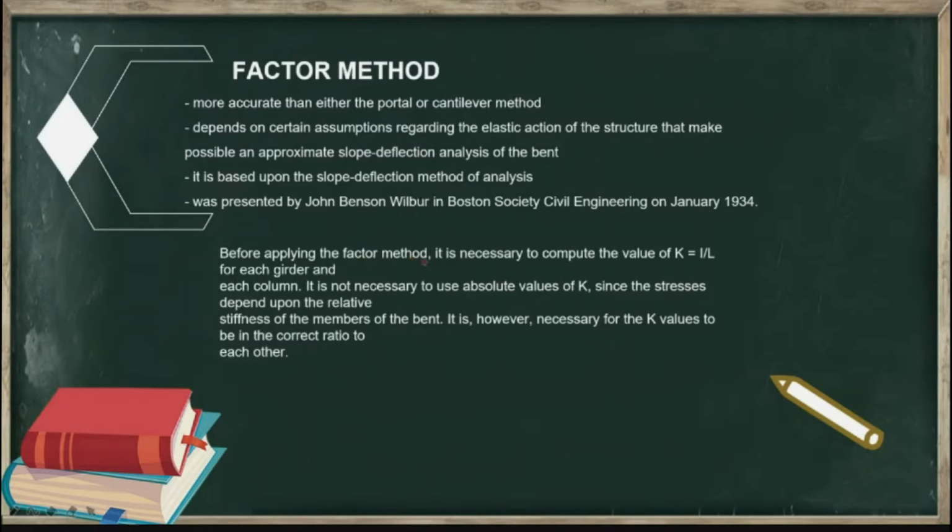Before applying the factor method, it is necessary to compute the value of K. The K that we call the stiffness factor is equal to I over L, where I is the inertia and L is the length of the member. We compute the stiffness factor for each girder and each column. It is not necessary to use absolute values of K since the stresses depend upon the relative stiffness of the members of the bent.